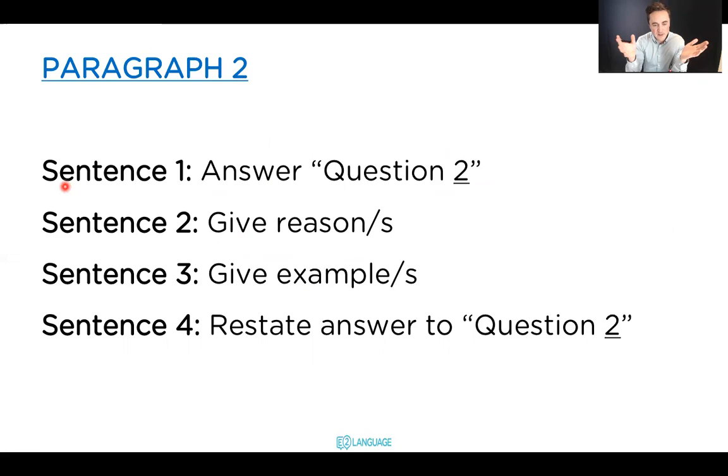We're not going to write paragraph 2 today. You can do it in your own time if you want. I'm going to skip straight to the conclusion, but let's just briefly recap how to write the paragraphs. So we answer question 2 this time. We give reasons, we give examples, and we restate the answer in a short summary.